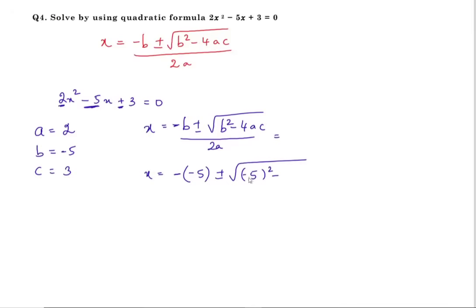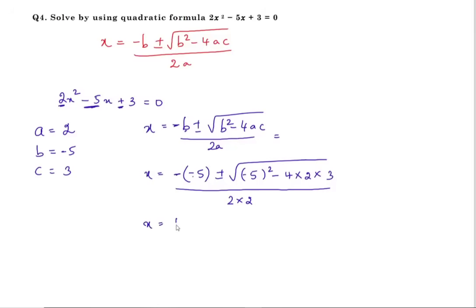Why have I put the bracket? Because of the minus sign, I have put the b value inside the bracket. 4 into, what is a? a value is 2, c value is 3, whole divided by 2 into a value is 2. Just see, I have substituted the values of a, b and c.